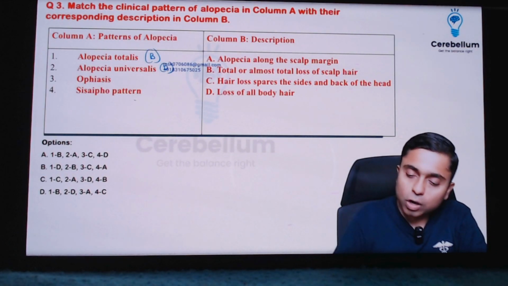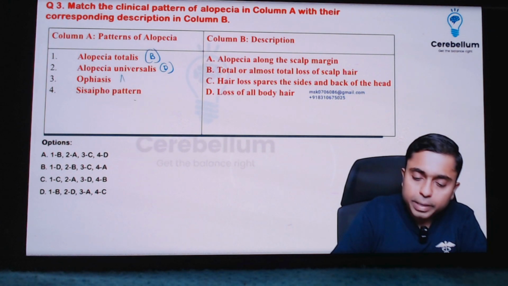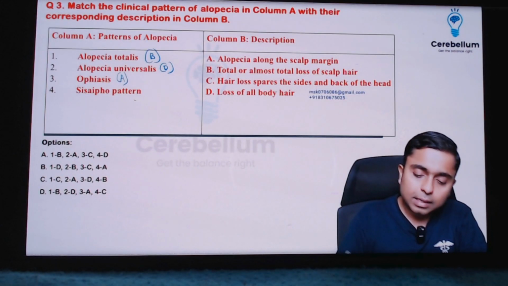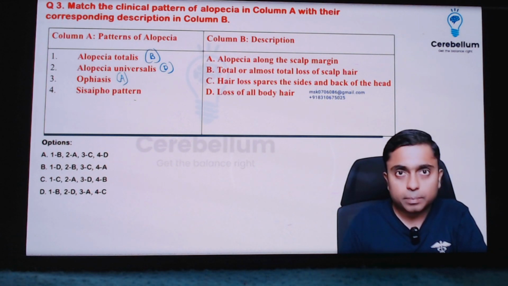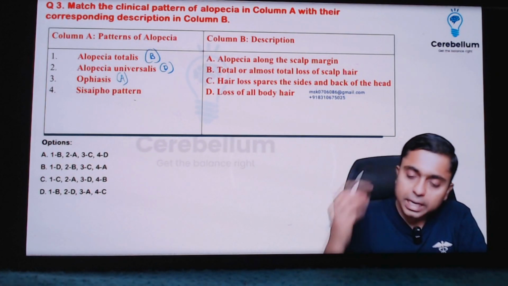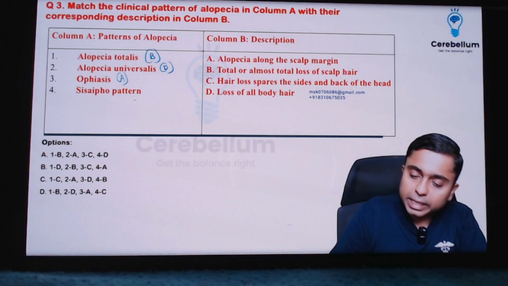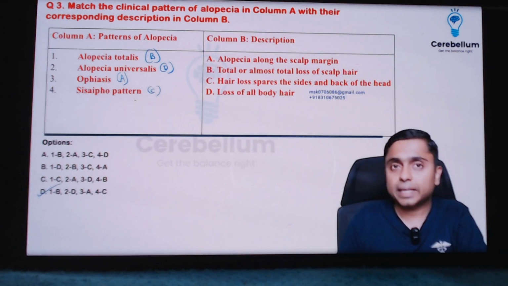Ophiasis, it is loss of the hair along the scalp margins. So it is going to be A. Ciscypho pattern is exactly opposite to that of ophiasis pattern, where there is going to be loss of the central portion with sparing of the sides of the hair. So we can say it is C. So BDAC, which is option D, is the correct answer.